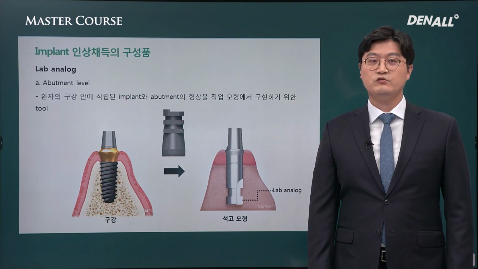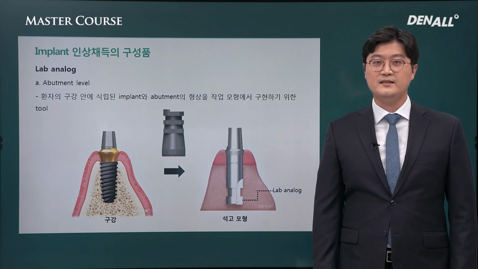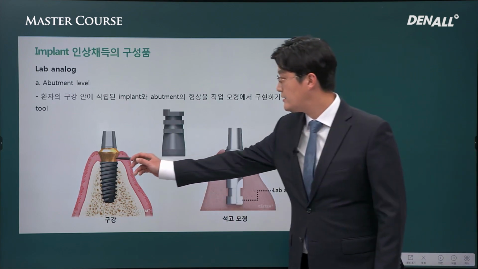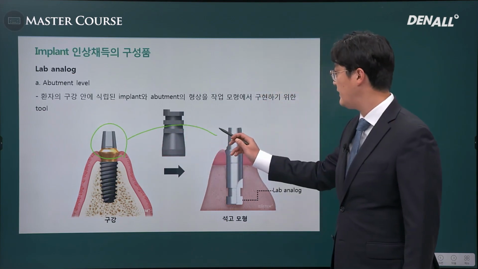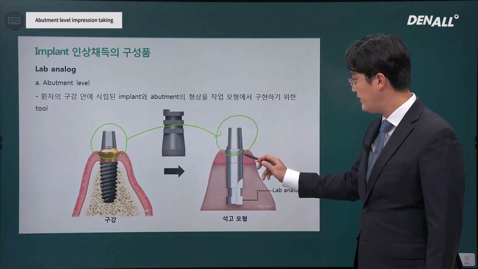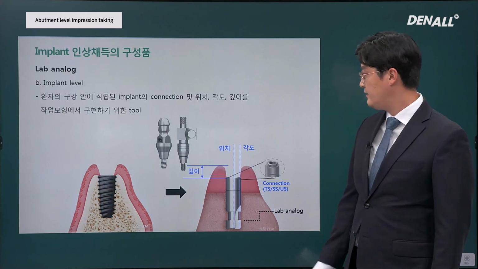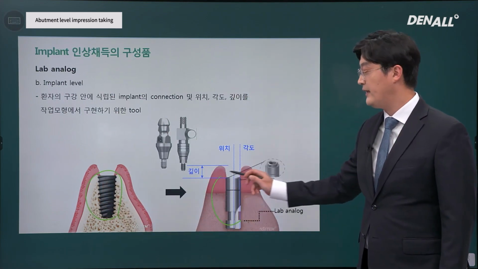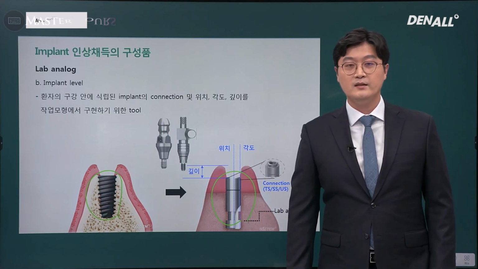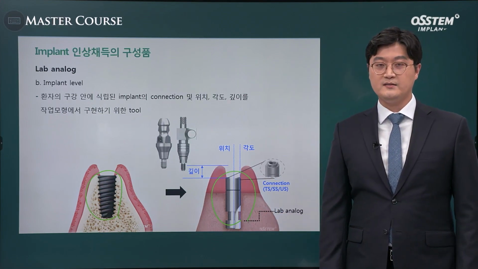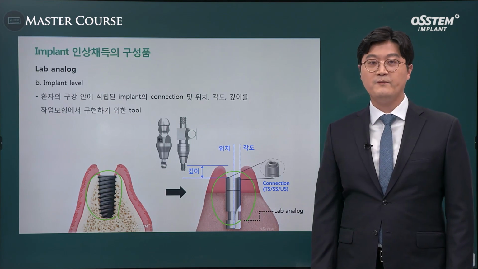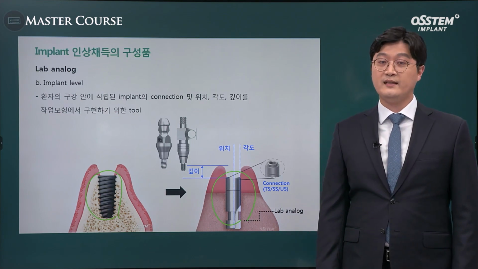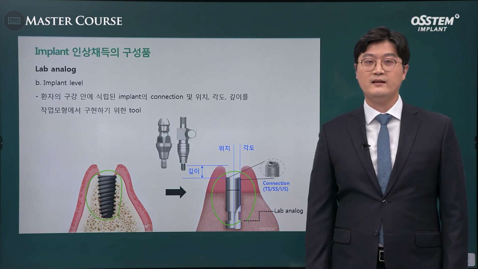Lab analog has two types. One, a stock abutment is copied, which is a lab analog. The second, the implant is copied as a lab analog. Which one to use can be decided by a dentist depending on stock abutment level or implant level impression taking.